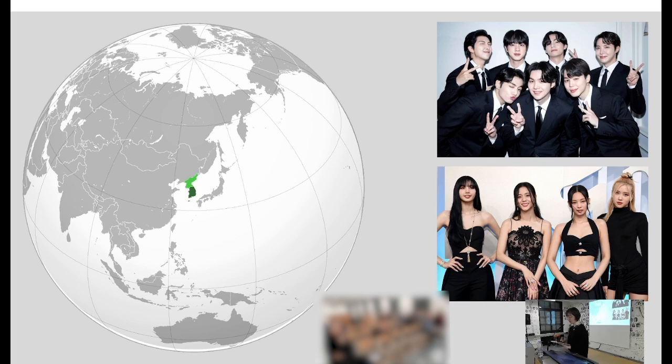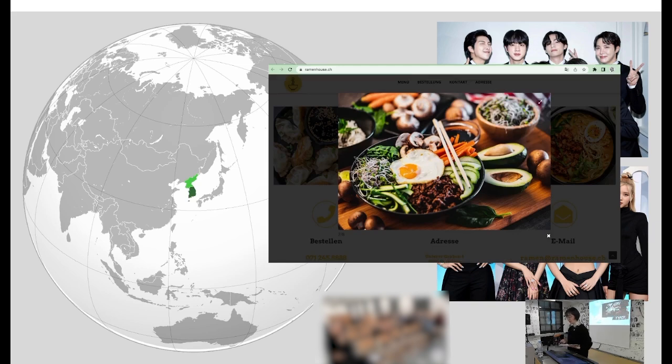For the younger generation, it can be the land of K-pop like BTS and Blackpink, but for many, it might still be an unfamiliar East Asian country. And on a side note, I checked to see if there was any Korean food in St. Gallen, and was surprised to find that there was one spot selling bibimbap, which is traditional Korean food. So maybe it's the land of bibimbap for some people here.